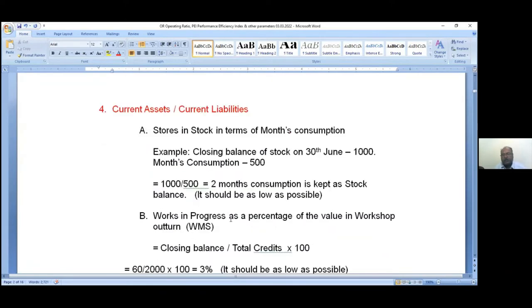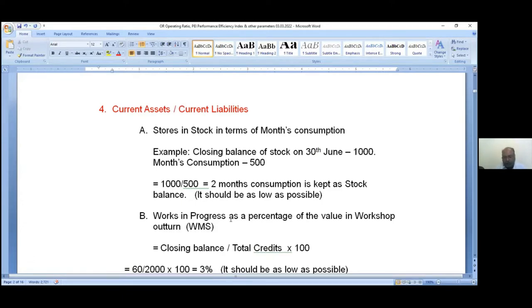This is current assets to current liabilities. What is the relationship between current assets and current liabilities? Here there are two kinds of parameters in use. One is the store suspense side, another is the WMS side. On the store suspense side, it is the stores in stock in terms of months' consumption. That means what is the available stores in comparison to the average monthly consumption.